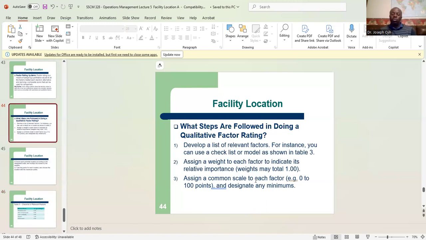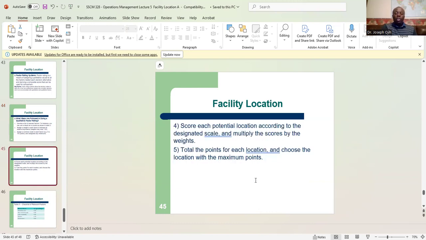I've already shown you the factor and the weight. Assign a common scale to each factor, like 0 to 100 points. Then score each potential location according to the designated scale, and multiply the scores by weight. Then total the points for each location and choose the location with the maximum points. Now, enough of this grammar. Let me show you an example. This one is even easier than the other one we did, and the classwork will be based on this one.